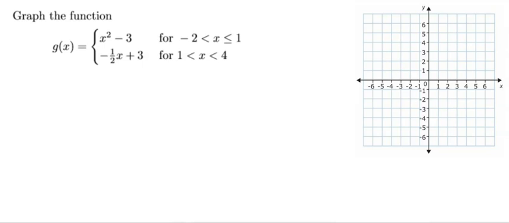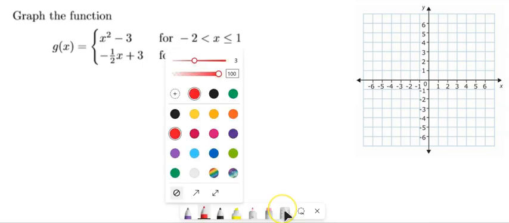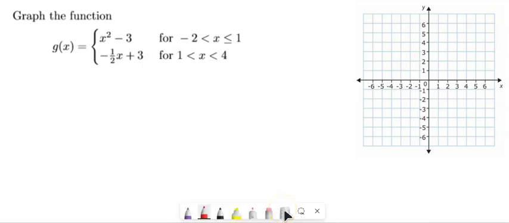Hello everyone. In this video we're going to learn one way to graph piecewise functions. Alright, so what you need to know first. It would be nice if you identify the shape of the function. So for instance here, the first one is going to be x squared minus 3, which is obviously a parabola. So we know the shape of the parabola.